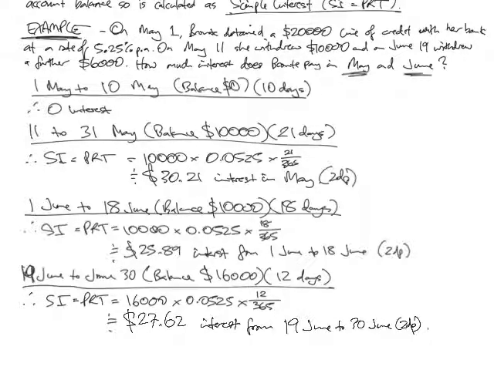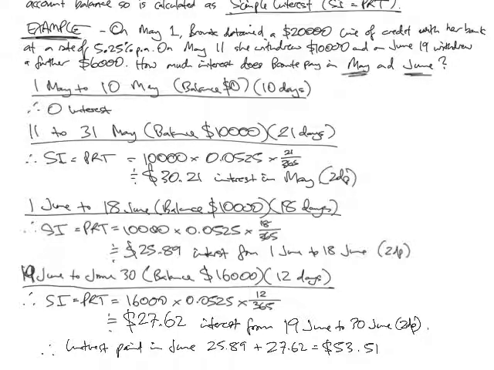Alright, so to answer the question overall, the interest paid in June is going to be those two sections, 25.89 plus 27.62. That comes to $53.51 interest overall for the month of June.